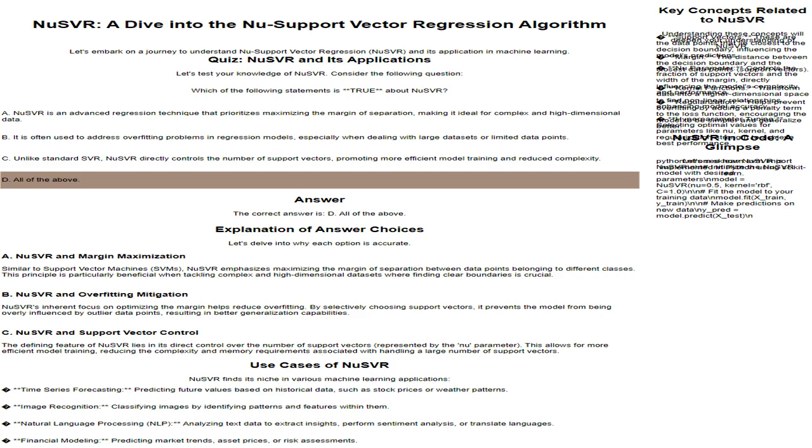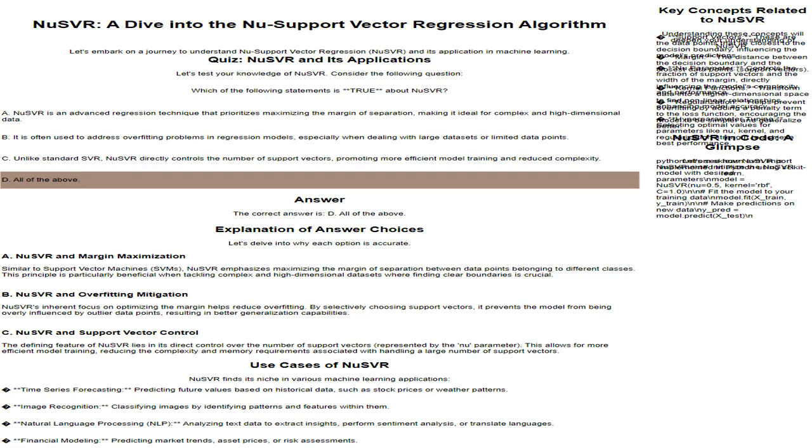Support vectors are the data points that lie closest to the decision boundary and have a significant impact on the model's predictions. Consider a dataset with two classes, cats and dogs. The support vectors would be the cat and dog images that are most difficult to classify correctly, sitting right on the boundary between the two classes. The model uses these critical points to create the decision boundary.